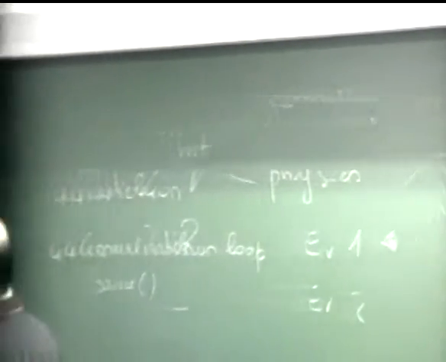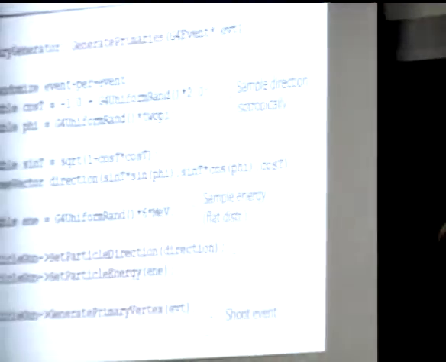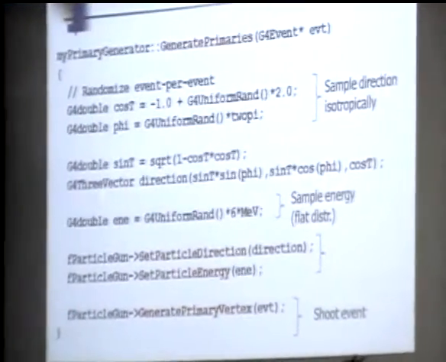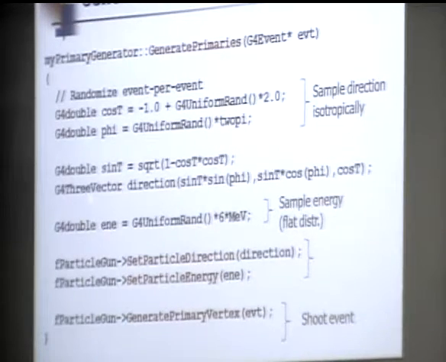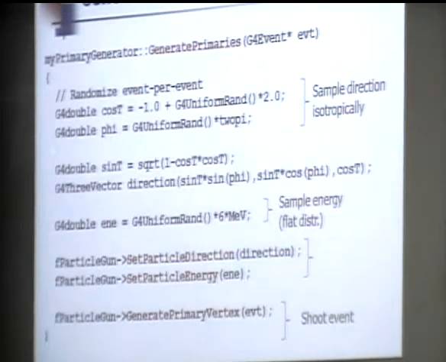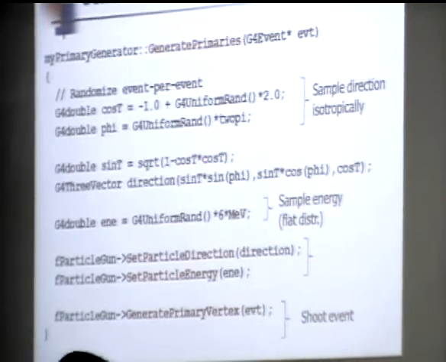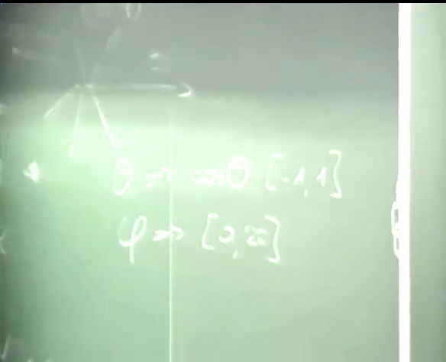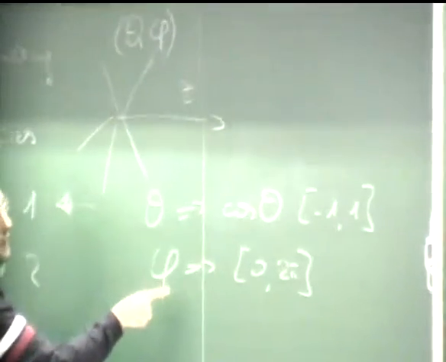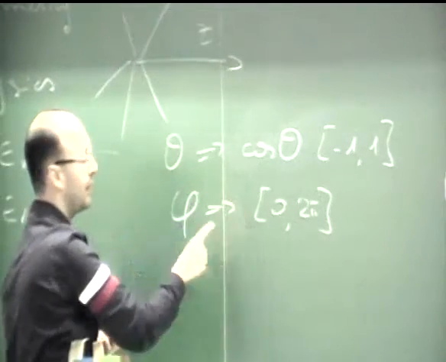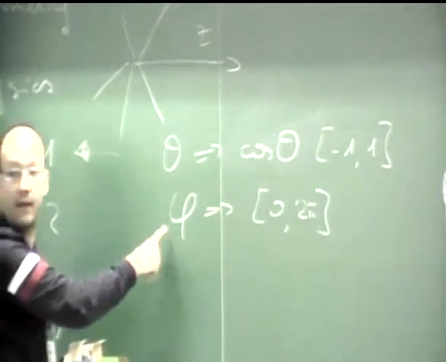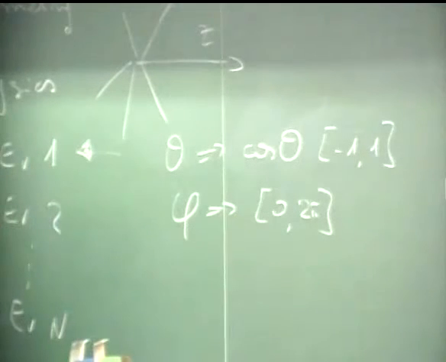To sample a direction isotropically, you have to select the direction angles, theta and phi. Theta should be such that cosine theta is uniform between -1 and 1, and phi should be uniform between 0 and 2 pi. So to define an isotropic source, the angles should be selected in this way: cos theta uniform between -1 and 1, and phi uniform between 0 and 2 pi.